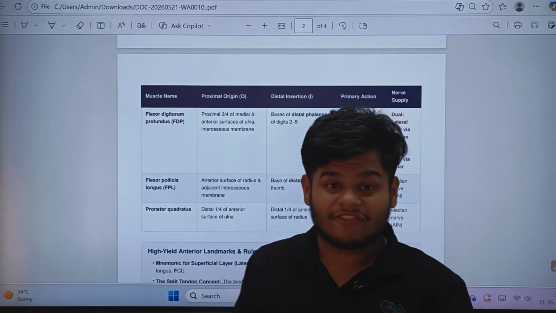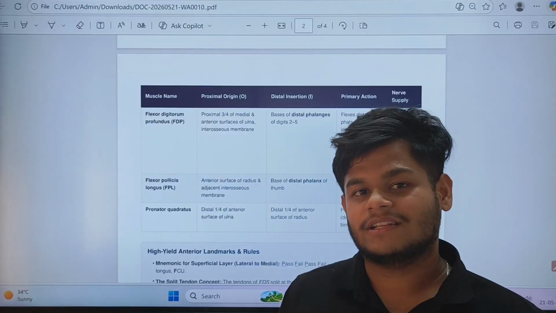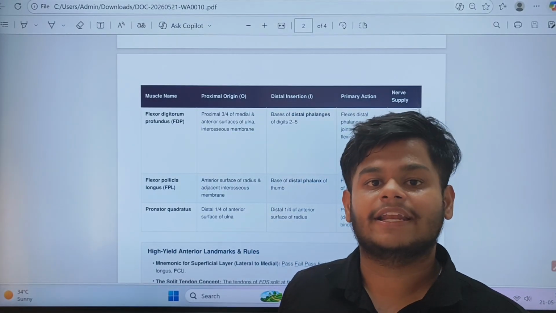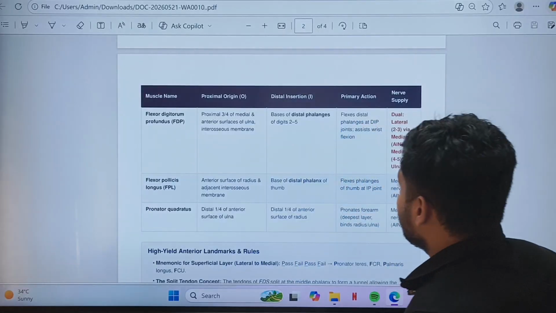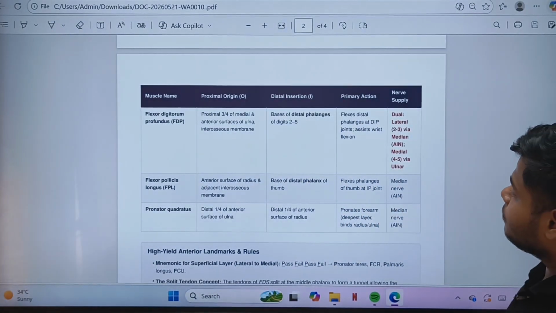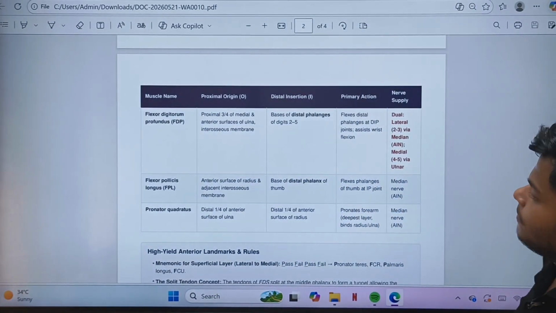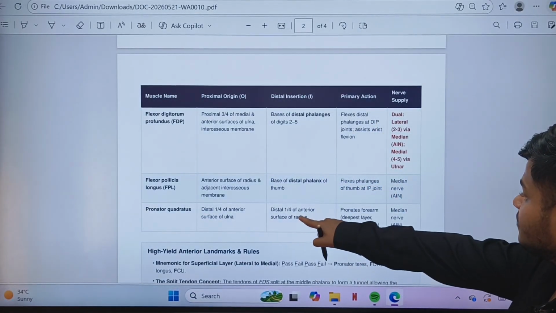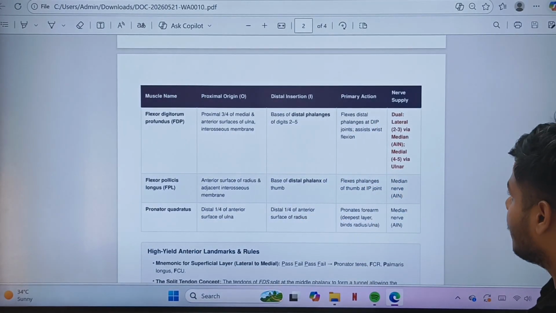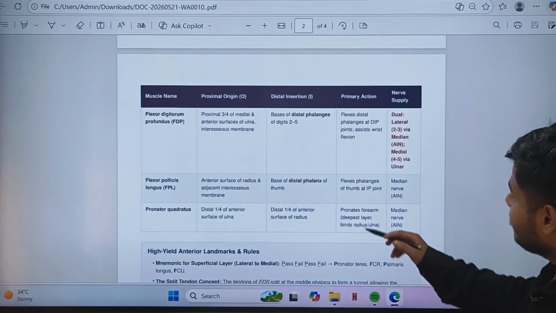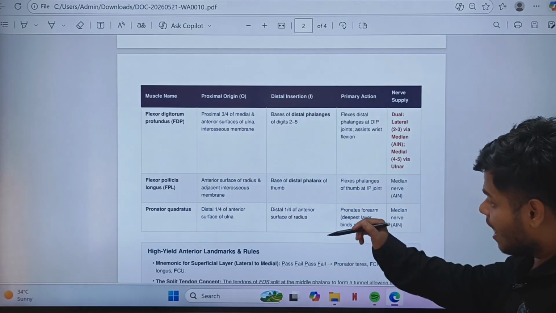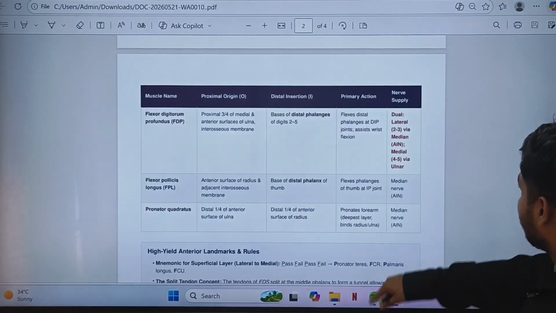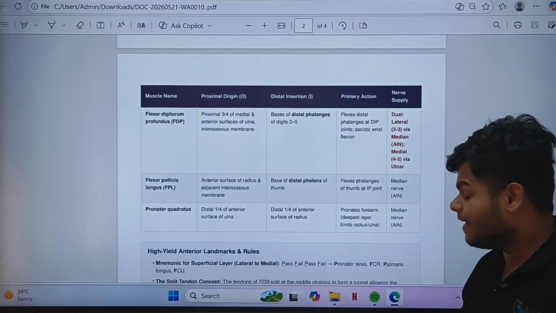All this is the rectification process. You have to learn the muscles very accurately for your clinical. Now the last one of the flexor muscles is pronator quadratus. Its origin is from the distal 1/4 of the anterior surface of the ulna and its insertion is on the distal 1/4 of the anterior surface of the radius. Primary action is it pronates the forearm and the nerve supply is by the median nerve.